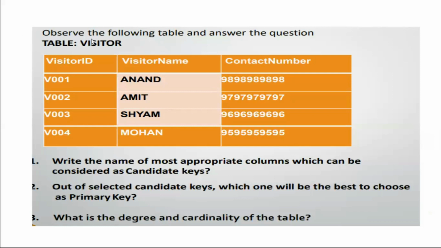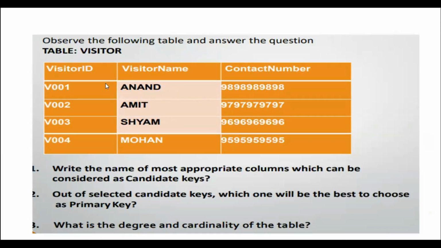Here I have a table called visitor, and I have three columns: visitor ID, visitor name, and contact number. I have three questions over here. Write the name of the most appropriate columns which can be considered as candidate keys. So what are the possibilities? The visitor ID, we can consider as a candidate key. It is a primary key.